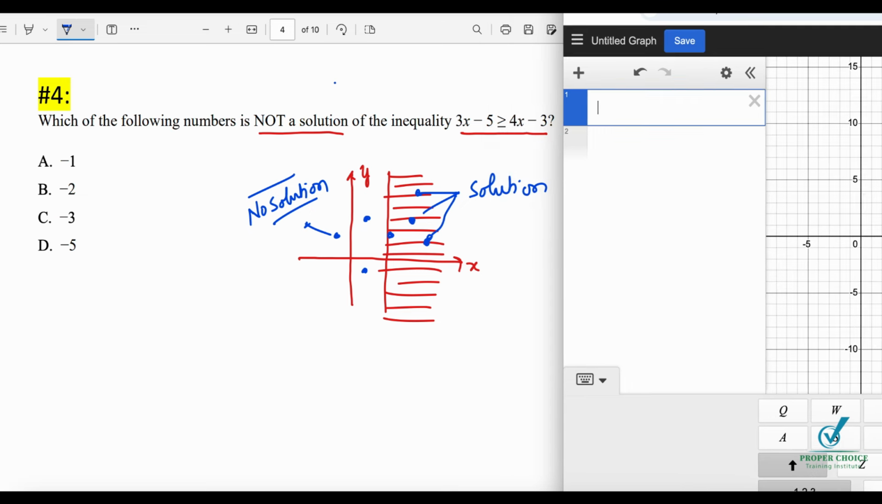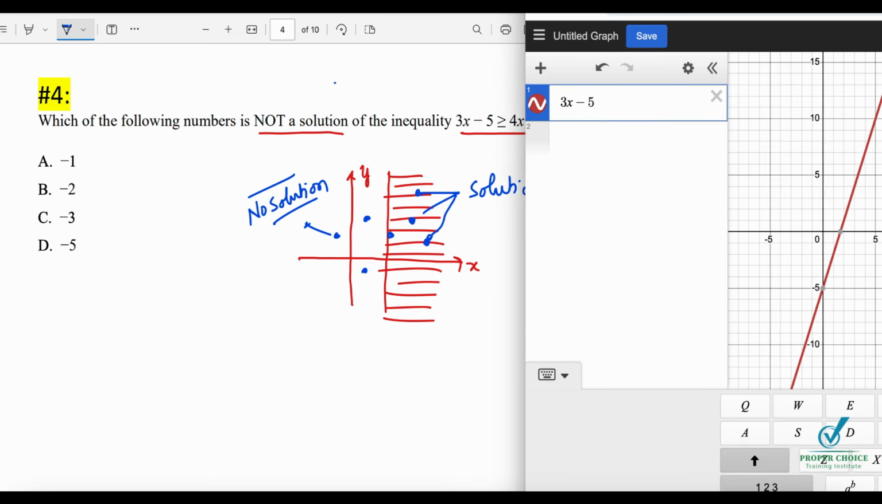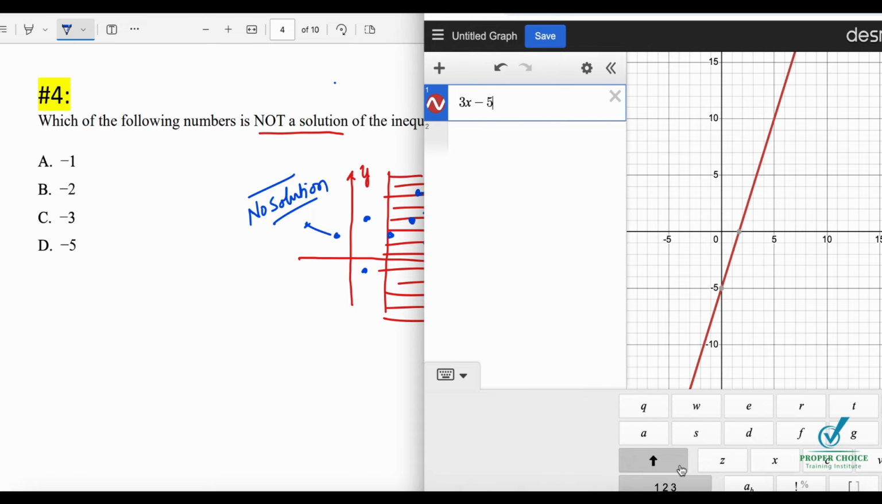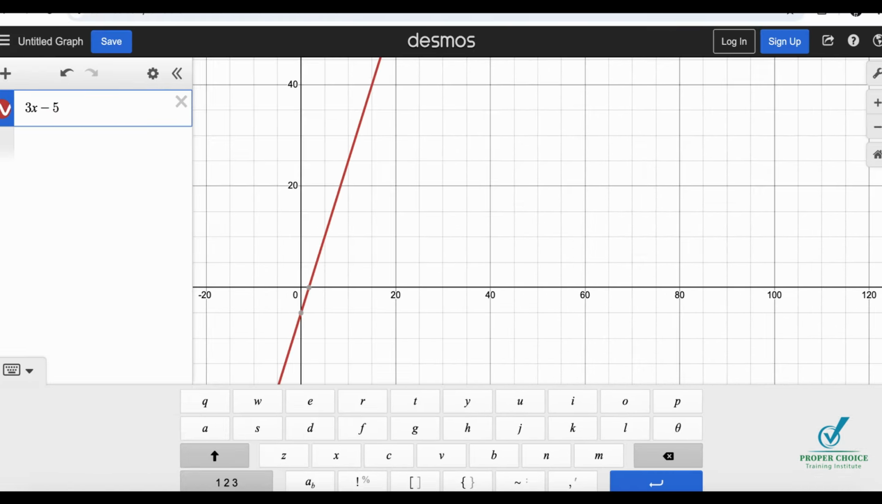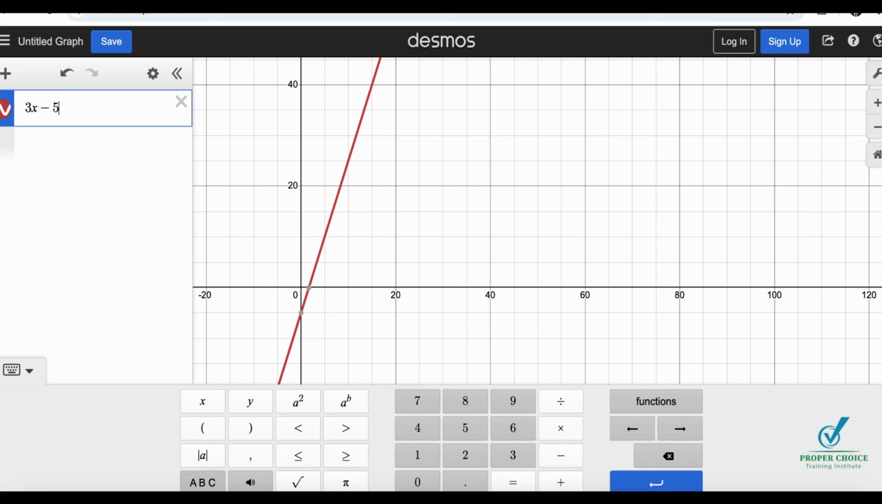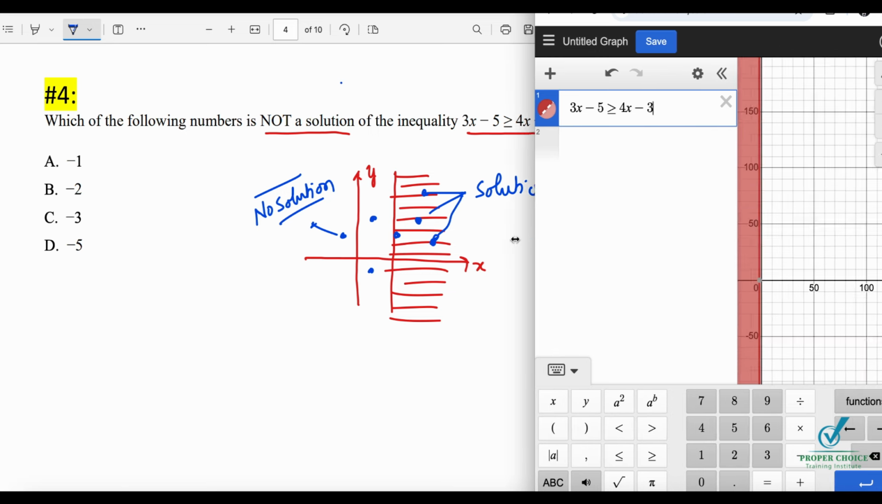So what this equation is saying, 3x minus 5, which is greater than or equal to, I am using this inequality sign, 3x minus 5 greater than or equal to 4x minus 3.